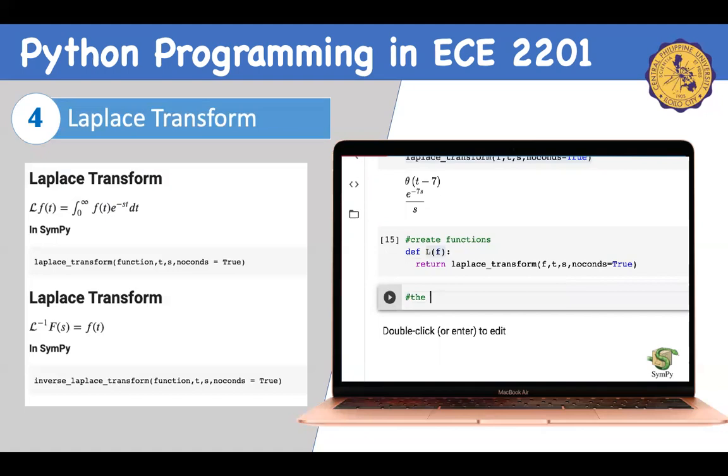Then we say, what is the Laplace transform of the function t raised to a certain number?